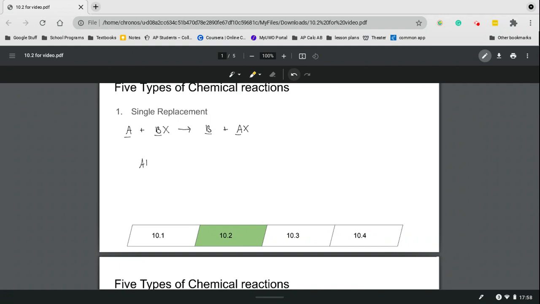aluminum plus CuSO4 gone to Al2(SO4)3 plus Cu, and then balanced out. So as you can see here, the aluminum was separate and is now together, and the copper was together and is now separate.